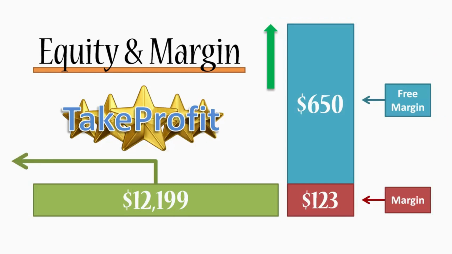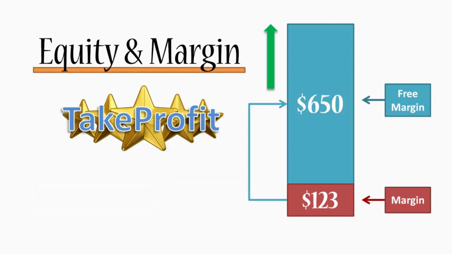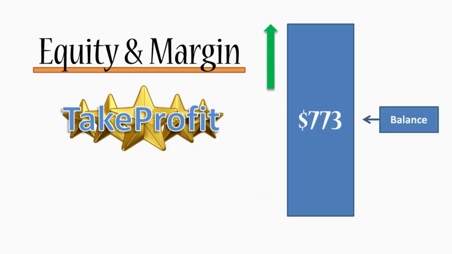So what happens next is your position closes. The broker pulls back their amount, so they take back their $12,199, and your margin is released and added back to your account. So it was always on your account, but now it's released and it's no longer a frozen margin. So now your balance is $773.